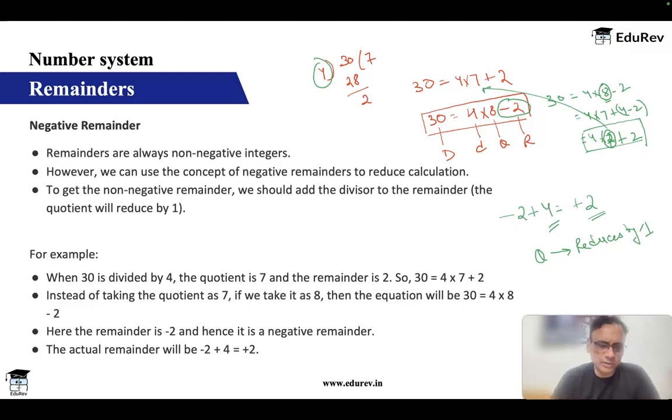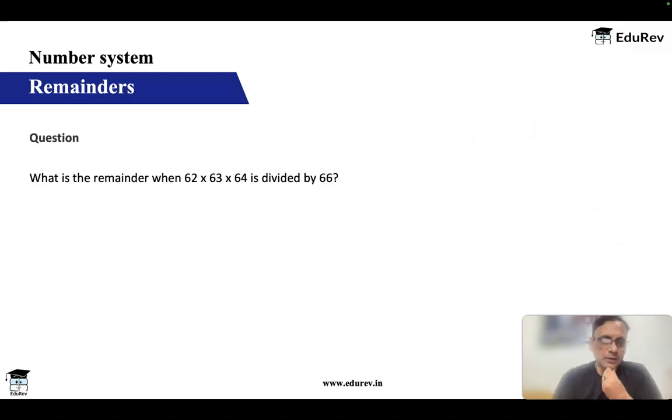But you should not really bother. But very, very useful in a lot of questions. Let's look at one question, for example. What is the remainder when 62 into 63 into 64 is divided by 66? Now, obviously remainder in the first case is 62, second case is 63, third case is 64. But they are getting multiplied. These numbers are getting multiplied. So here I don't have a dividend. I have dividend 1 into dividend 2 into dividend 3 getting divided by a divisor.